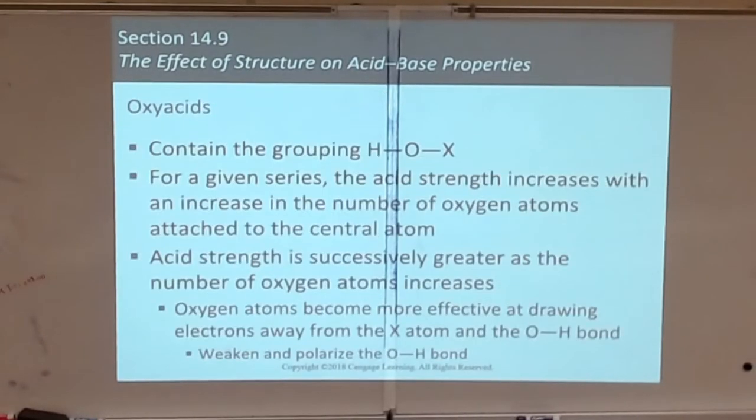All right. You guys know oxyacids. These have the hydrogen attached to an oxygen and something else. Acid strength increases with the increase in the number of oxygen atoms. The reason is that we are adding more and more electronegativity. The oxygen atoms become more effective at drawing electrons away from whatever the rest of this is. This continues to polarize the O-H bond. So basically the electrons keep getting pulled over.